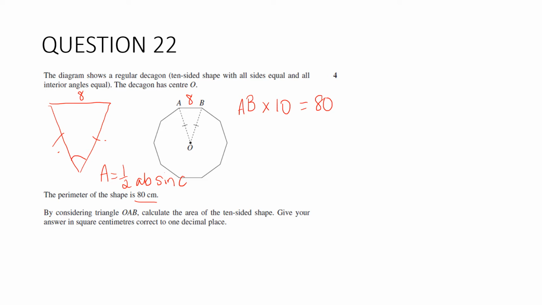Let's start with the angle. That's pretty easy. So here's theta. So theta times by 10 must equal 360. So theta is equal to 36 degrees in there.